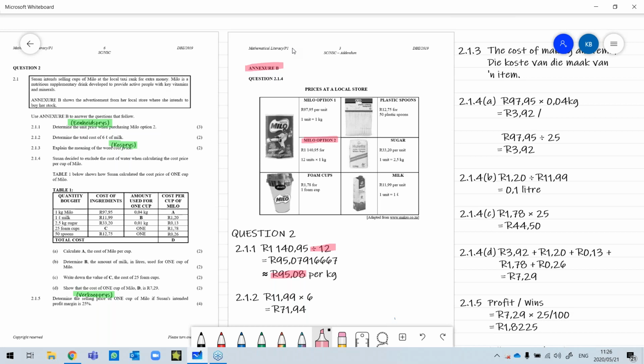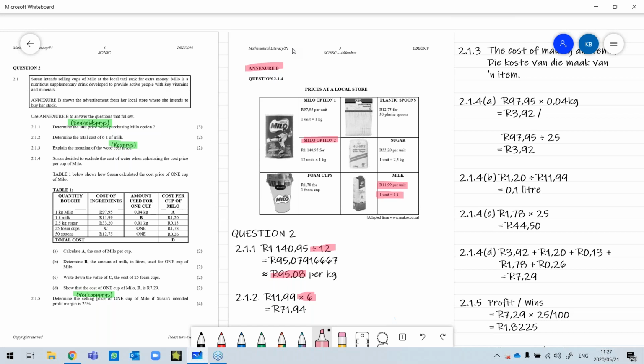per kilogram. Question 2.1.2. Determine the total cost of 6 liters of milk. Bepaal die totale koste vir 6 liters milk. So once again, let's have a look at our annexure. 1 liter equals 11 Rand and 99 cents. So 11 Rand and 99 cents multiplied by 6, indicating 6 liters, gives you a final answer of 71 Rand and 94 cents.